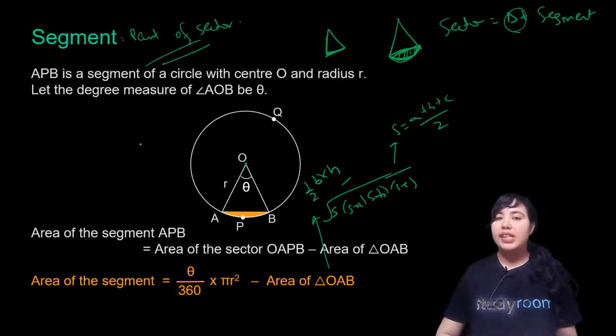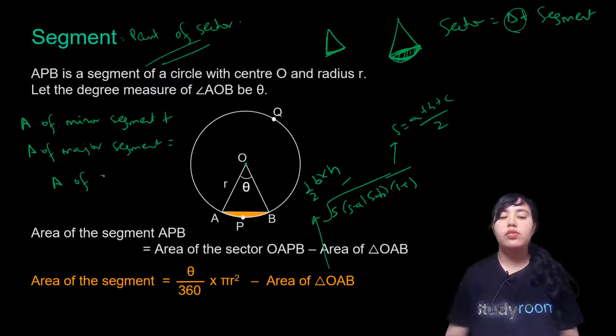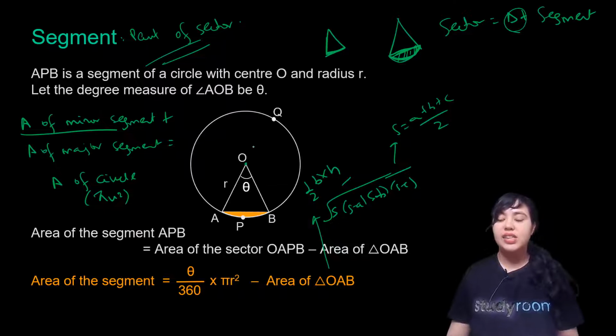So this is a minor segment. If I want to find out the area of the major segment, how would I go about it? Area of minor segment plus area of major segment is equal to the area of the circle. You already know that the area of a circle is pi r square. We've just seen how you can calculate the area of the minor segment. So you'll be able to substitute these two areas, and that's how you'll get the area of your major segment, because minor and major segment together make up your entire circle.